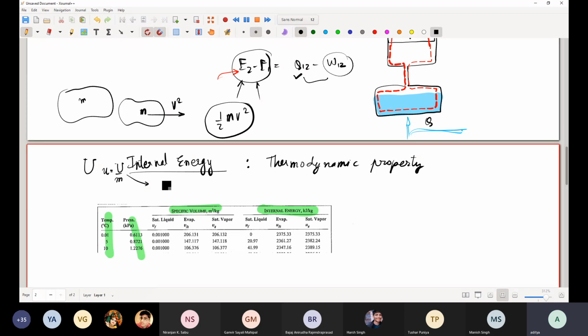It does not depend on the mass. Specific property, specific internal energy, does not depend on the mass, and we will say that it is an intensive property.